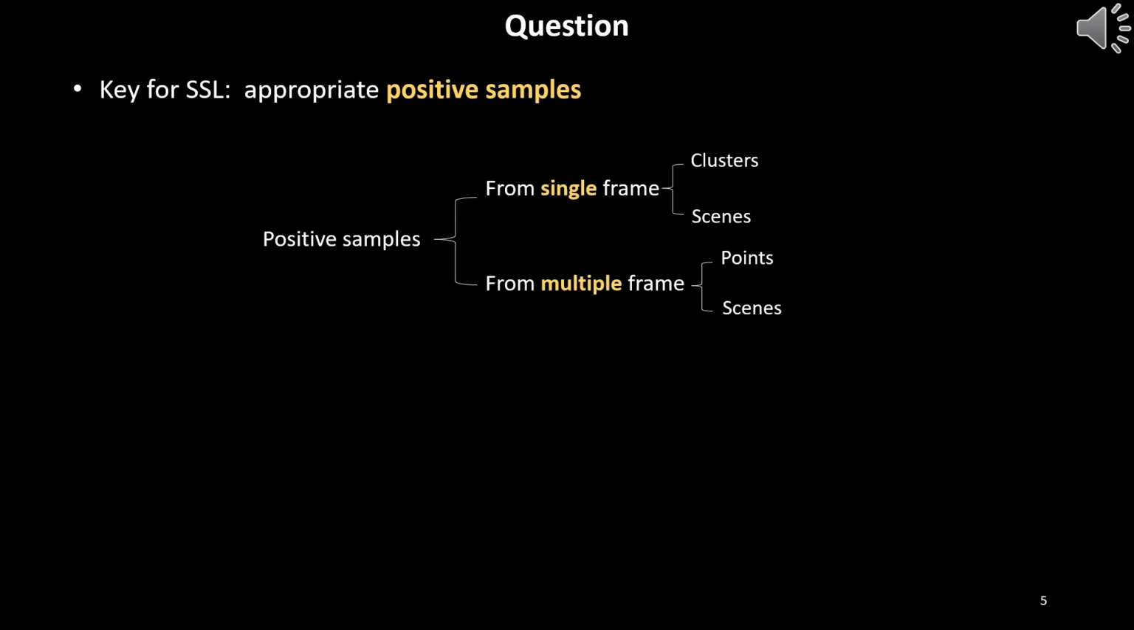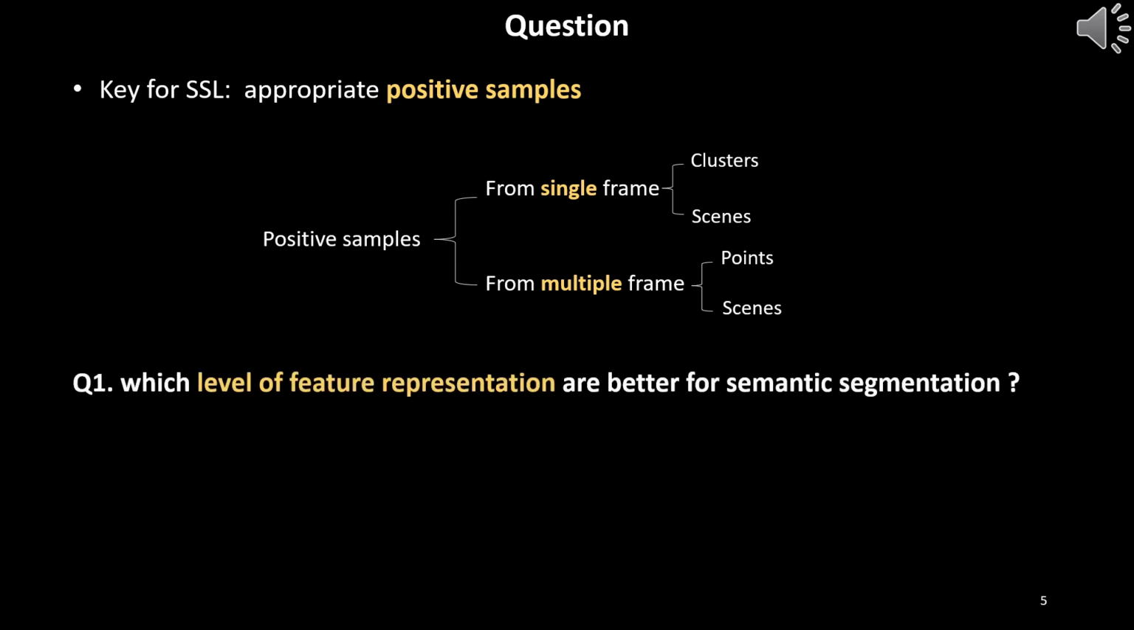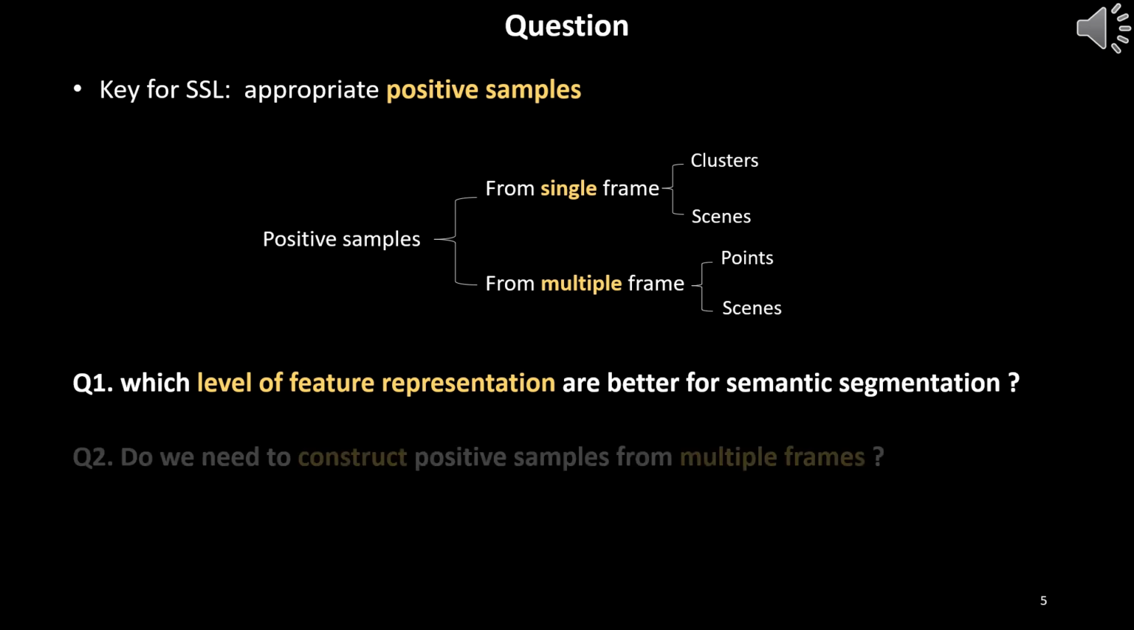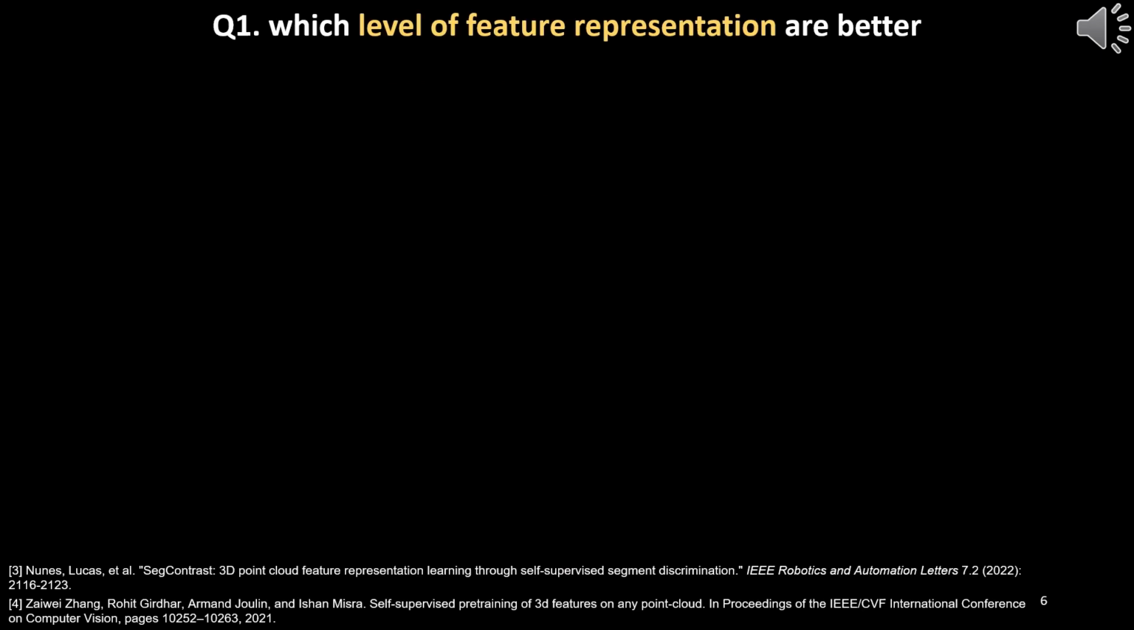Since there are different choices in existing methods, we have two questions. First, which level of feature representation is better for semantic segmentation? Second, do we need to construct positive samples from multiple frames? Let's take a look at question 1 first.